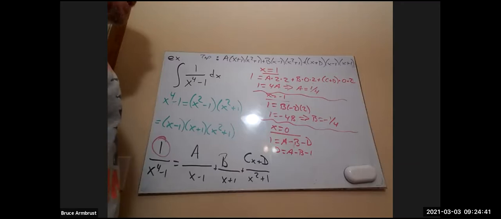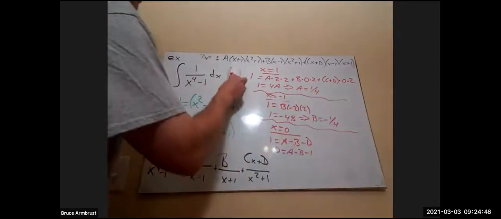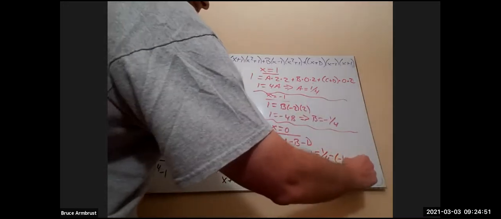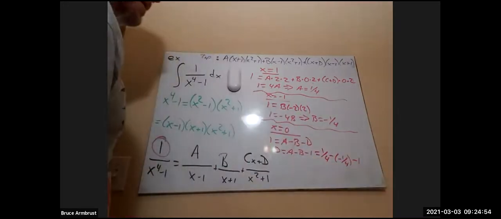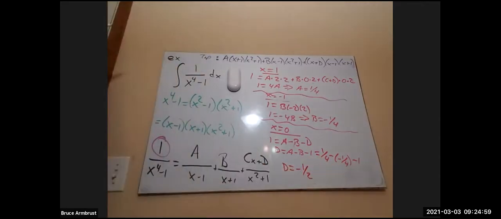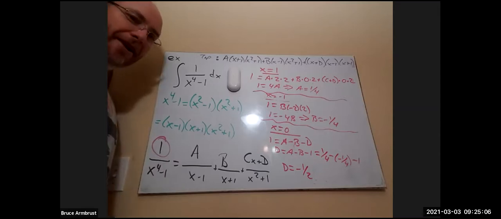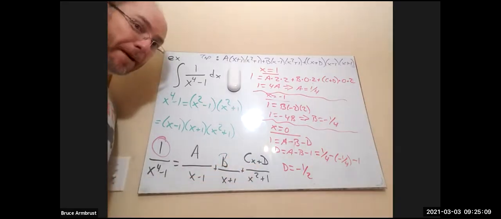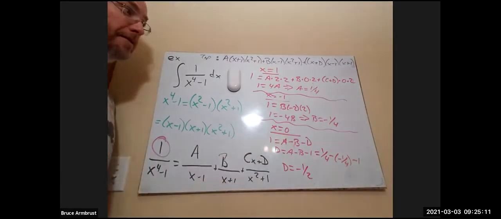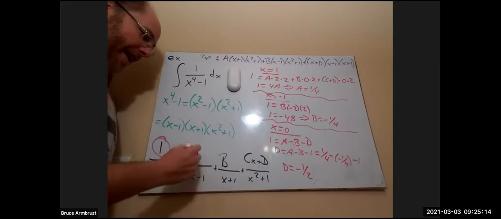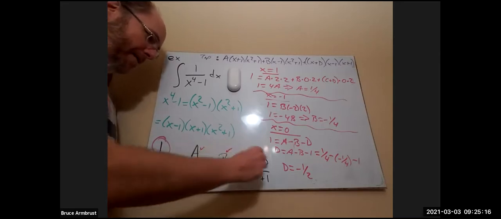Well, luckily I know a and b. I just calculated those, so I can plug those in. So I'm going to get 1/4 minus -1/4 minus 1. That's a half minus 1, which is -1/2. All right, so that one required a little bit more work, but we're able to get it. So we've got A, we've got B, and we've got D.